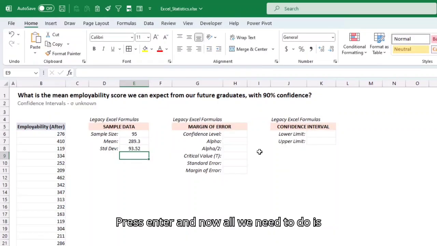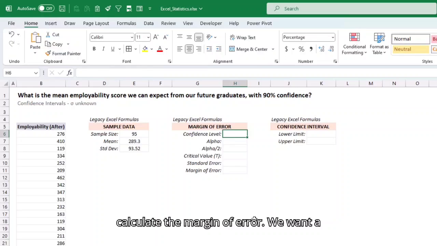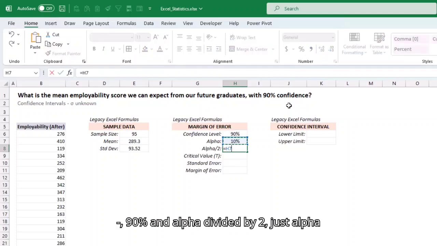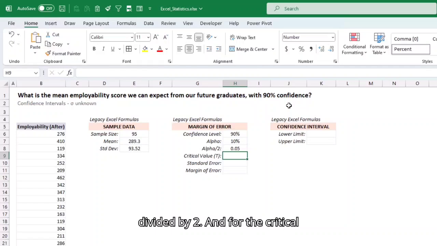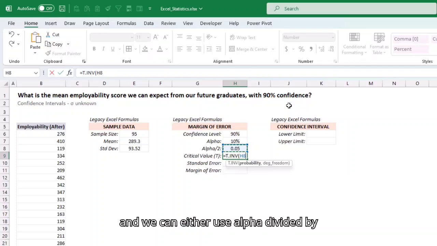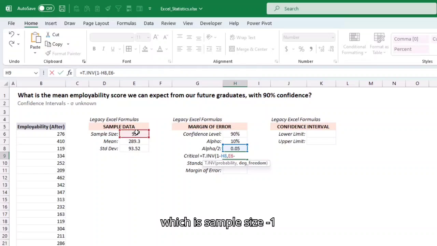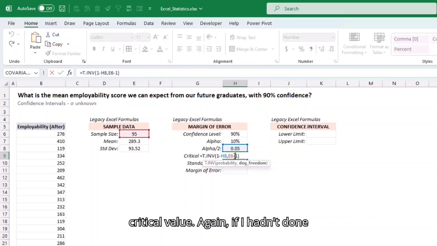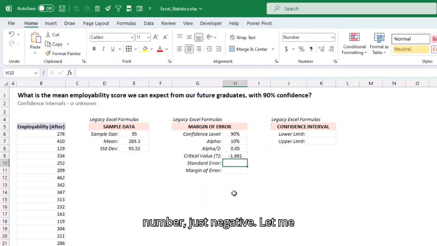Press enter, and now all we need to do is calculate the margin of error. We want a confidence level of 90%, which makes alpha 1 minus 90%, and then alpha divided by 2. And for the critical value, we can use the T.INV function, and we can either use alpha divided by 2, or I'm going to use 1 minus alpha divided by 2. Let me specify my degrees of freedom, which is sample size minus 1. And we're going to get our positive critical value.